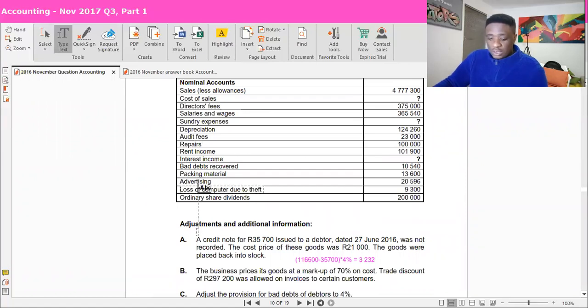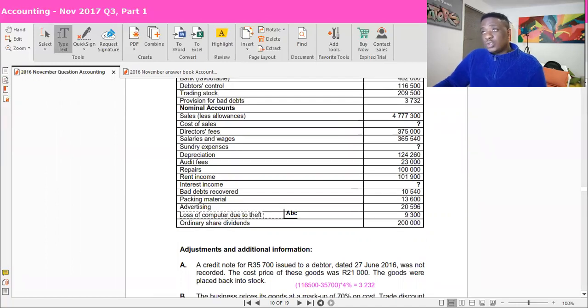This one is given straight from the information. So there's the loss due to theft, and we obviously understand that it should be affected by the information related to the stolen computer, where we had to recalculate the depreciation. All right, cool. Let's go.